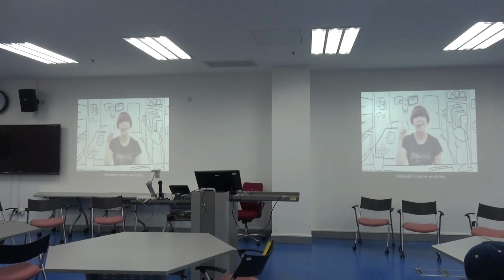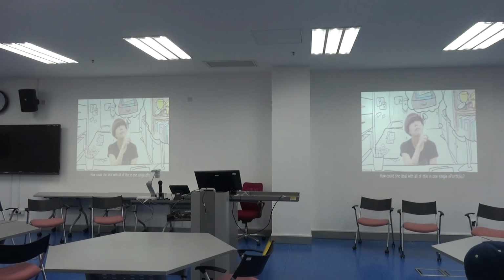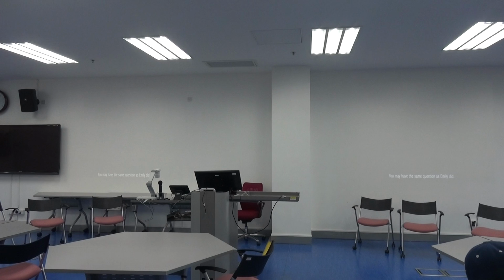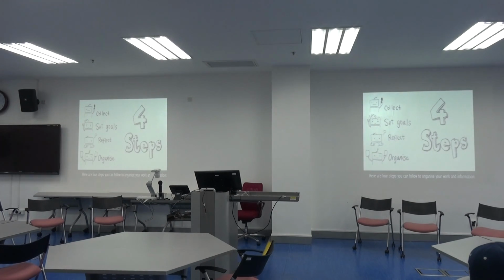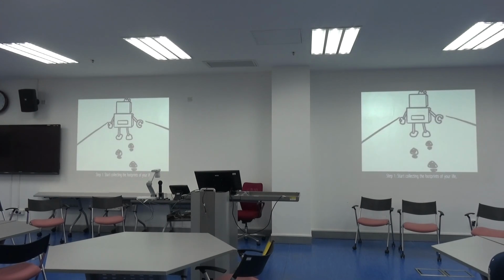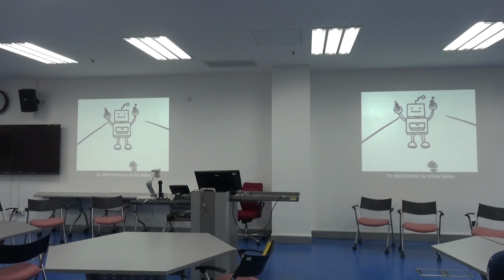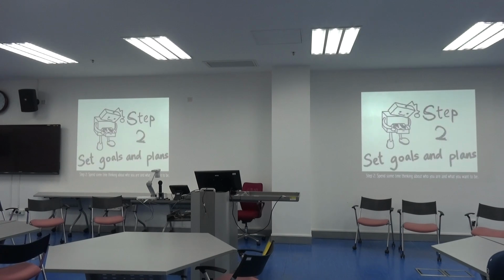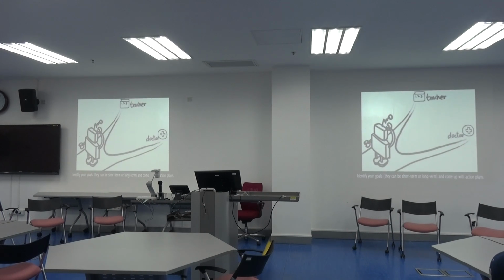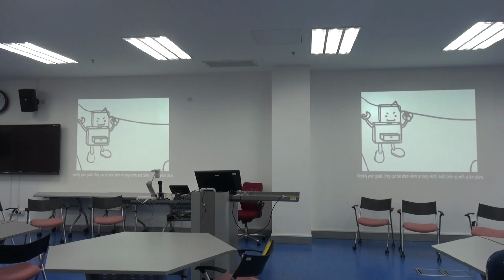Emily decided to create her own e-portfolio, but confronted by piles of work and loads of information she wanted to present, Emily was lost. How could she deal with all of this in one single e-portfolio? You may have the same question as Emily did. Here are 4 steps you can follow to organize your work and information. Step 1. Start collecting the footprints of your life, which can be the work you have done or thoughts written down. The collection becomes your personal database. Step 2. Spend some time thinking about who you are and what you want to be. Identify your goals. They can be short-term or long-term, and come up with action plans.